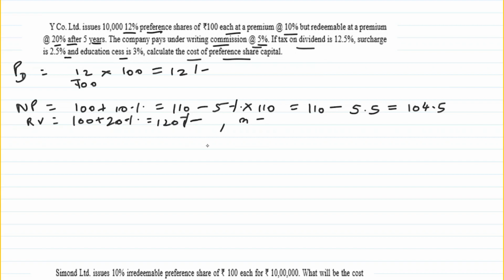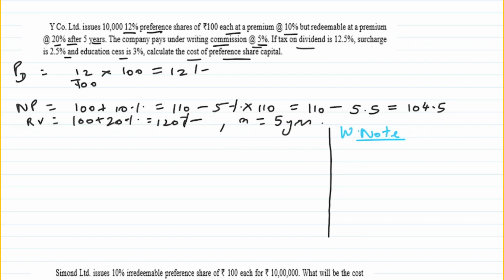And N is given as how much? N is given as 5 years, right? Okay, just before we move on, we know that in this question there is a tax on dividend that's given, right? So first of all, we are supposed to compute the tax rate. So here, let's suppose this to be a working note. Here we'll compute the tax rate.